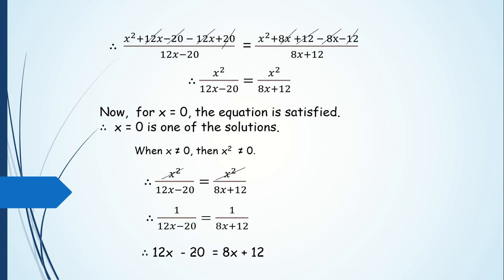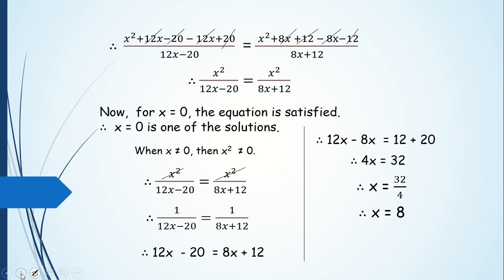So now this 8x will go that side and will become 12x minus 8x, and 20 will go that side and will become plus 20. So I will get 12x minus 8x is 4x, and 12 plus 20 is 32. Now 4 is multiplied with x, it goes that side and will become division. So that's 32 divided by 4. So therefore x is equal to 8.